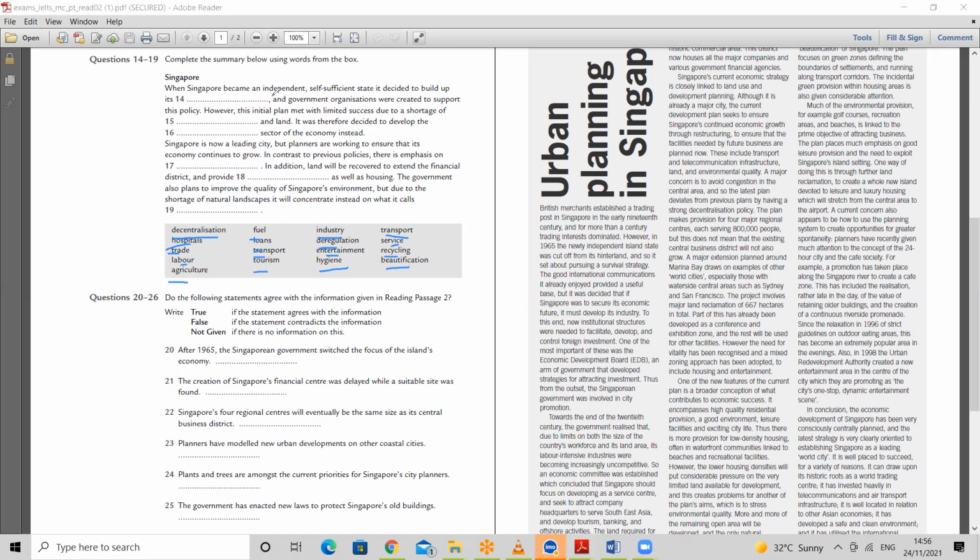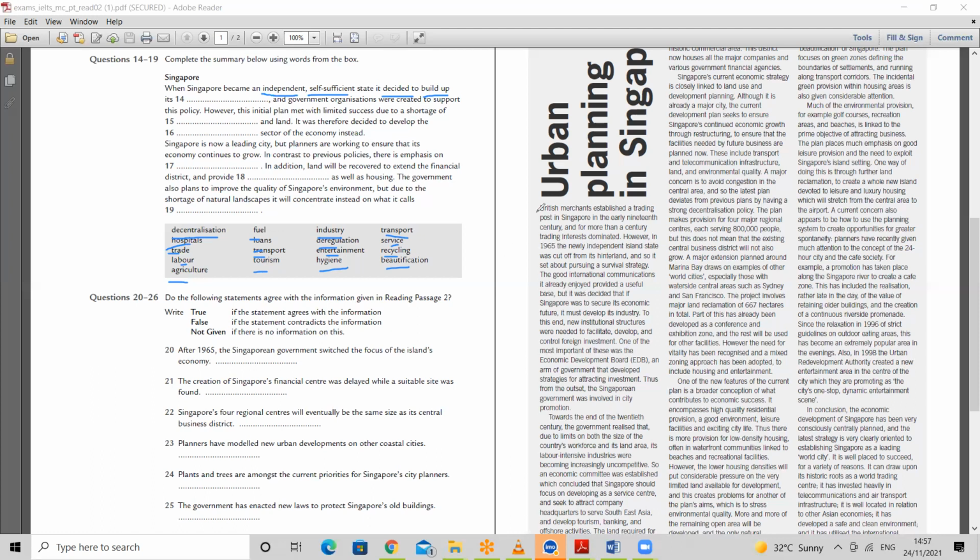Okay, the first thing I see here is that when Singapore became independent, that's the keyword, and also self-sufficient, it decided to build up its what? Now it's transport or industry. Now these are the 2 possible answers. To develop what? They cannot develop the beautification. They cannot develop, they can also develop the tourism, the transport, but they cannot develop the loans, okay? Or they cannot use the word recycling as an answer because it decided to develop what?